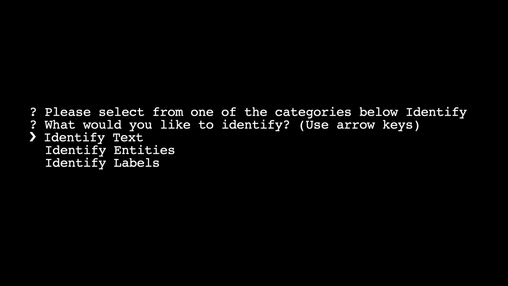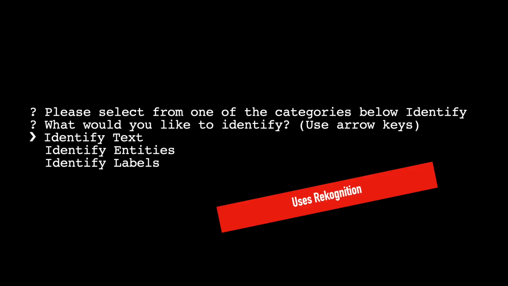So if you choose the category identify, you will be prompted with this text: identify text, basically to read the text; identify entities, to find faces in the image; and identify labels, to find labels and what is in the image. And all that is done using Rekognition, the service that I just showed you. So whatever you choose, Amplify will be calling Rekognition.